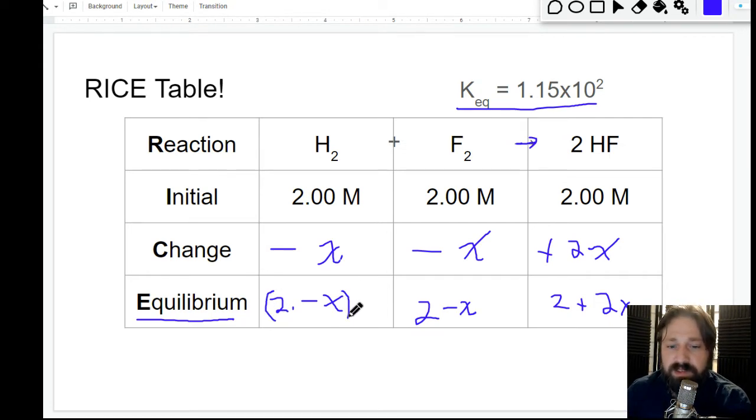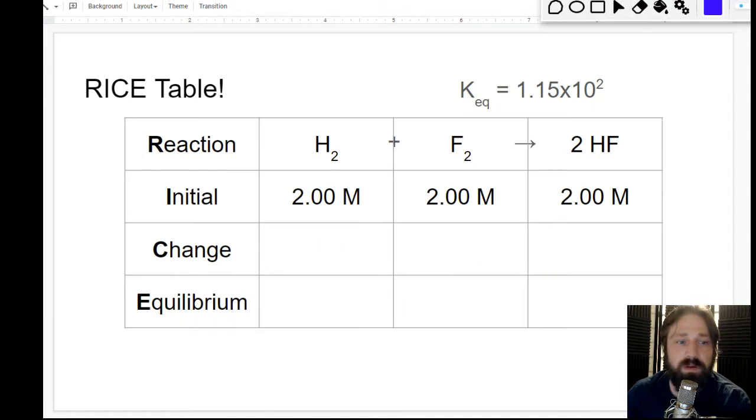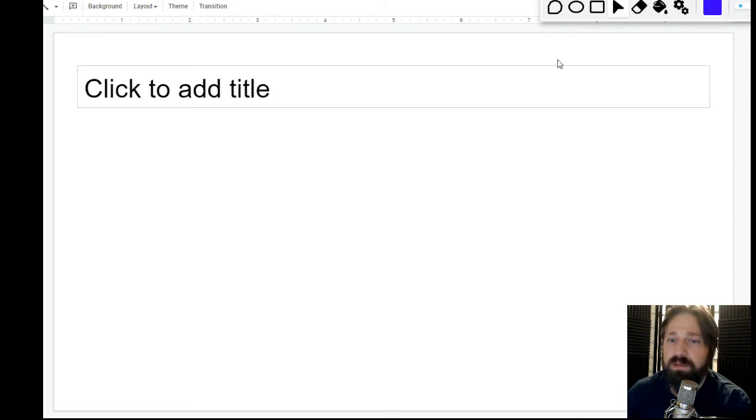This is the concentration of H2 at equilibrium. This is the concentration of fluorine, F2, at equilibrium. And this is the concentration of hydrogen fluoride at equilibrium. This is the ratio of these guys. So here's kind of everything.